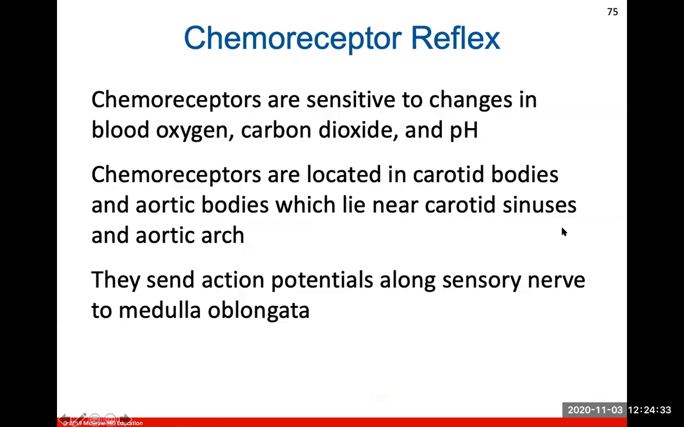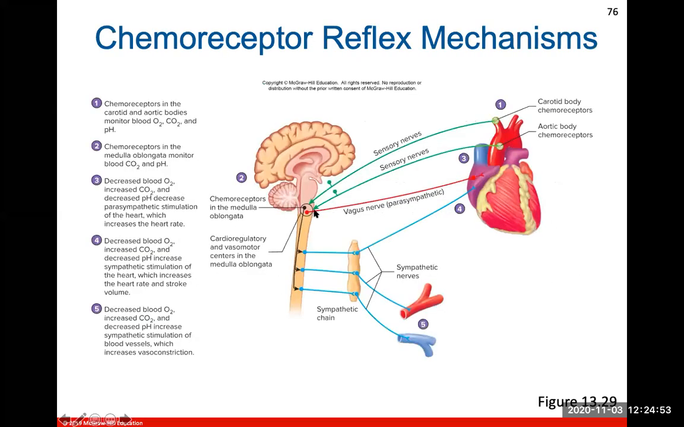Chemoreceptor reflex, same type of thing. These are sensitive to changes in blood oxygen, carbon dioxide, and pH levels. You have chemoreceptors located in carotid bodies and aortic bodies, which lie near your carotid sinuses and the aortic arch, and they'll send any deviation from normal along the sensory nerve to the medulla oblongata. And you can pause this slide to read through the chemoreceptor reflex mechanism arc.